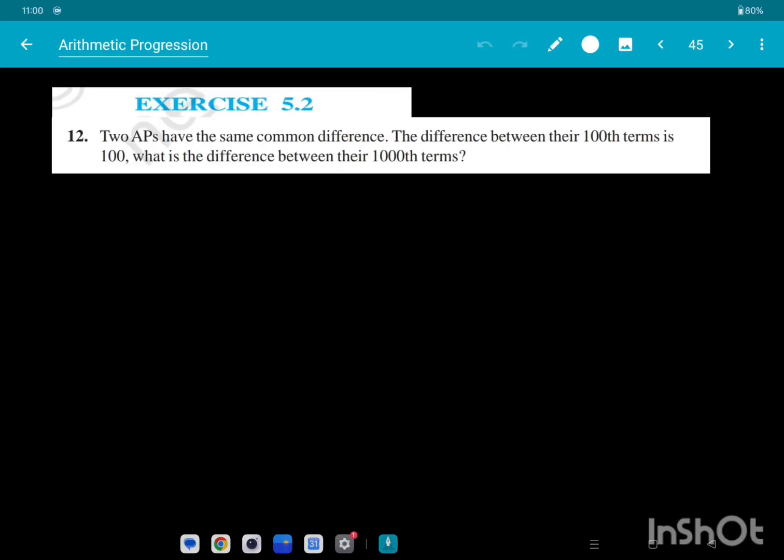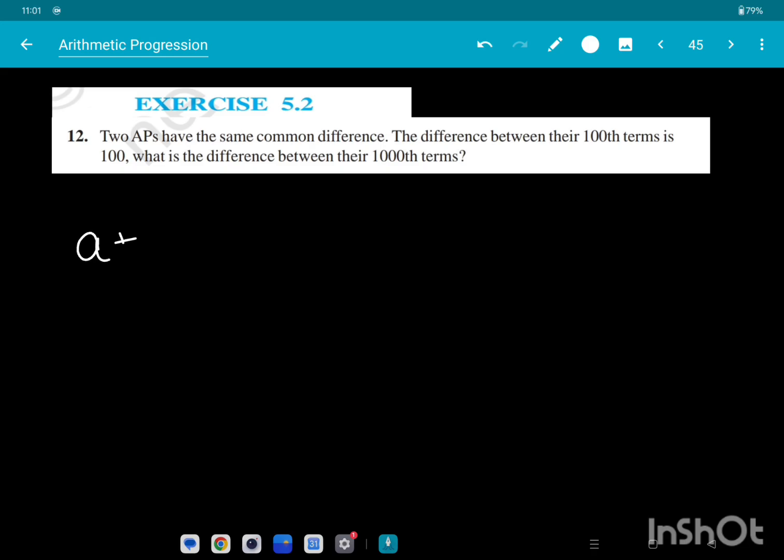Now move on to the next question. Two APs have the same common difference. The difference between their 100th terms is 100. What is the difference between their 1000th terms? Again, it was given that two APs have the same common difference. So here there are two APs.